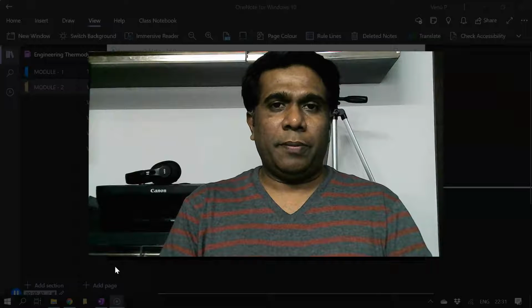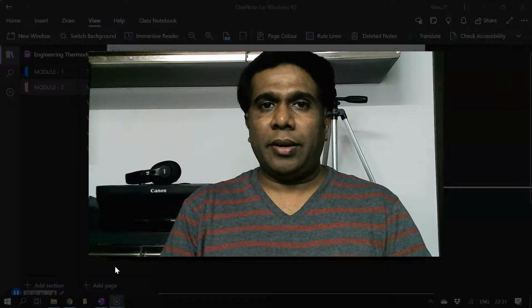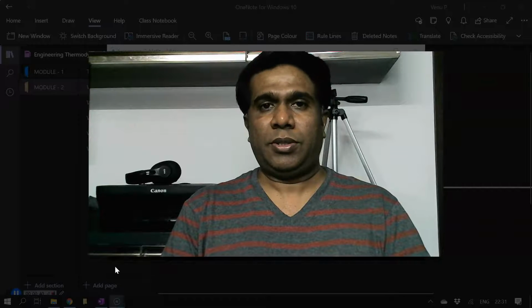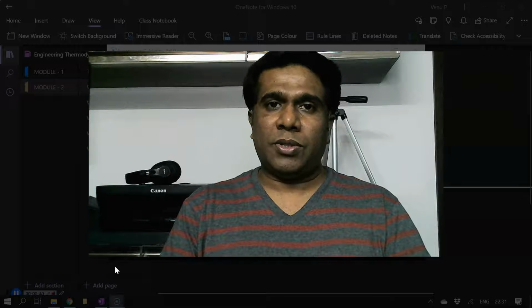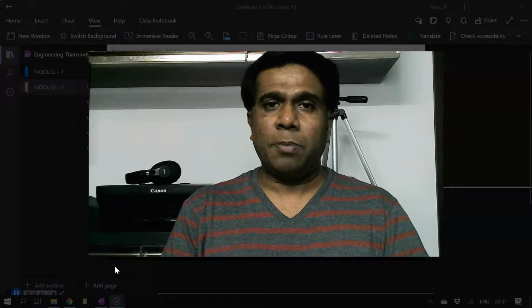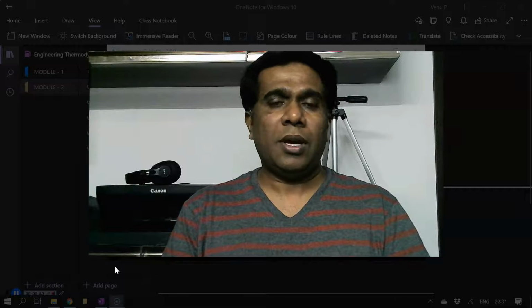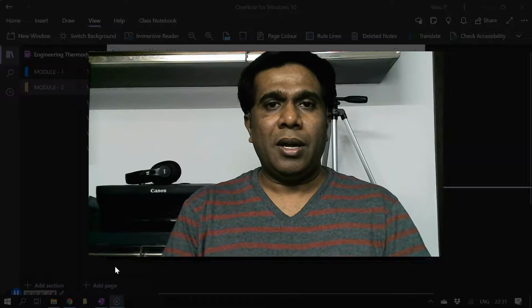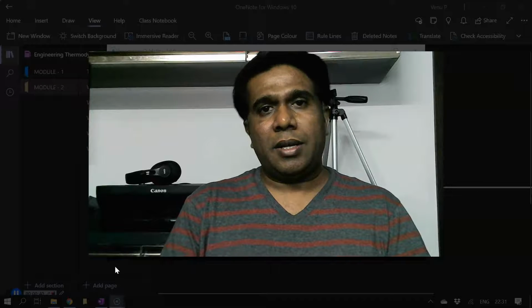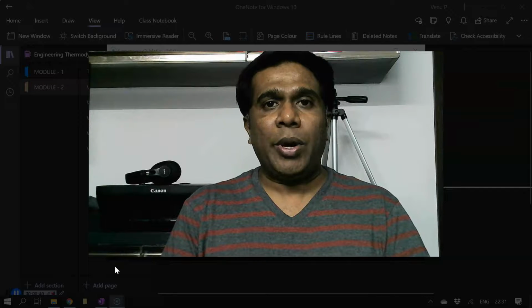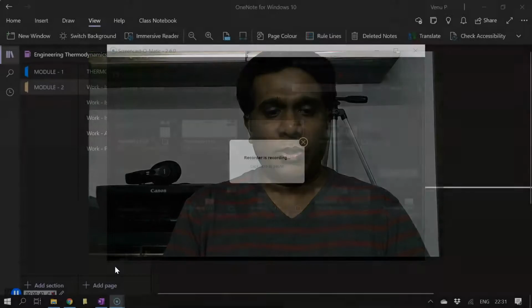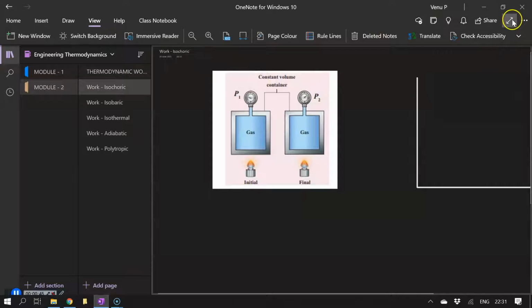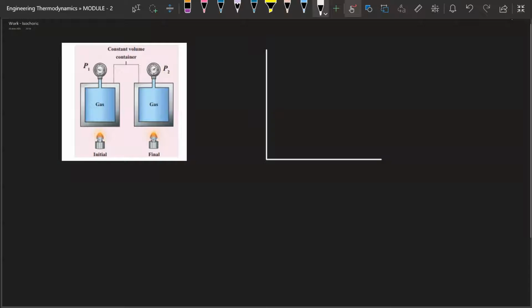Now that we have derived the work done as integral PDV, we are going to apply this integral PDV to various thermodynamic processes. The various thermodynamic processes are constant volume process, constant pressure process, constant temperature process, adiabatic process, and polytropic process. So we are going to see how this integral PDV can give us various standard equations for the thermodynamic processes. If I start with the first one, that is the isochoric process.